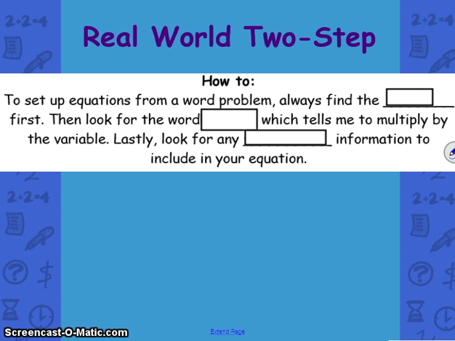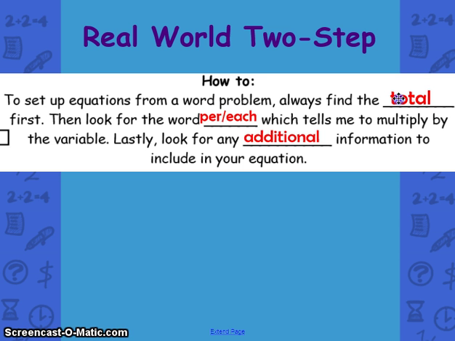If you'll get your notes page out, it says real world two-step at the very top. And so real world, all that means is those word problems, everyone's favorite. So it says to set up equations from a word problem, always find the total first. So the first thing I want to look for is the total. Then look for the word per or each, which tells me to multiply by the variable. Remember your per or each, that tells me that that's that rate of change. It goes right next to that letter or that variable. And lastly, look for any additional information to include in your equation. So those are my 3 steps.